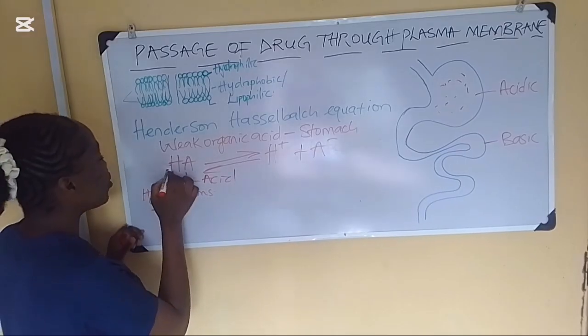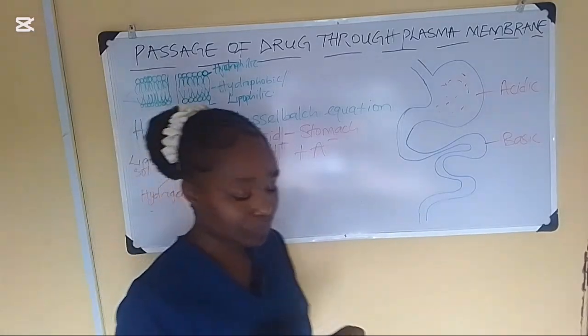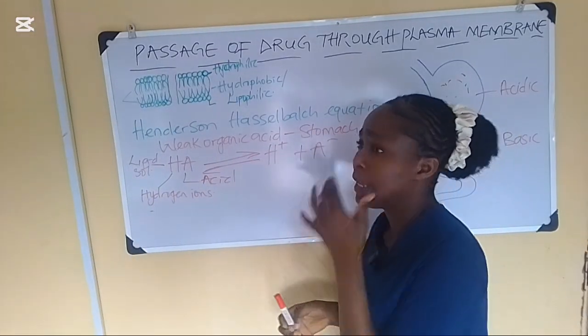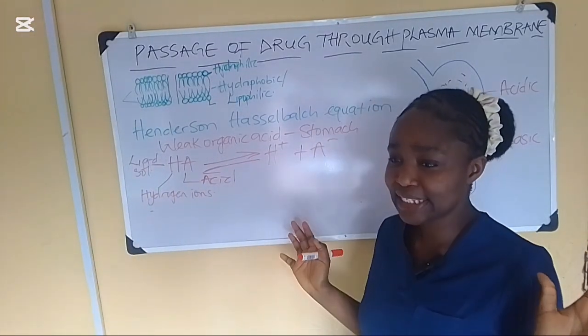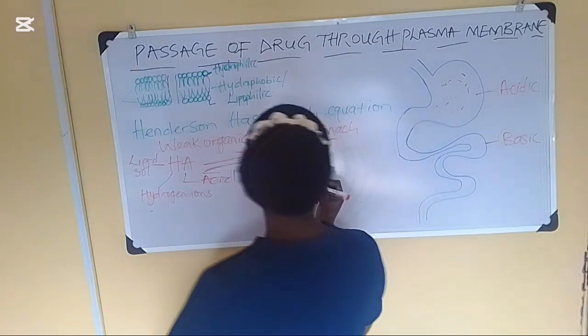Now, this is the drug in its lipid soluble, unionized form. Let's think of a drug that is acidic in nature. Aspirin. So we're going to be using aspirin.